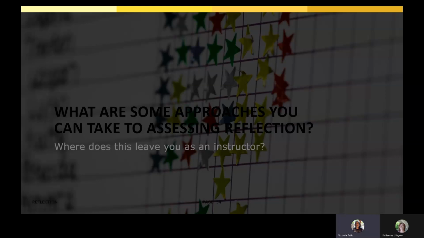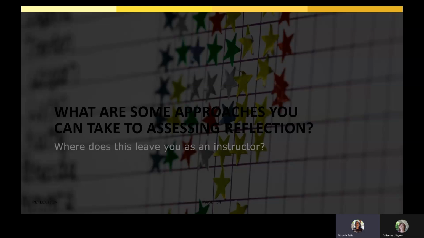Here we are. So, what are some approaches you can take to assessing reflection? In other words, where does this leave you today as an instructor? So we've given you a lot, as Catherine said, it's a smorgasbord of options. And what do you do with that now, especially if you're hoping to move forward with something relatively soon, or if you're not part of a program where reflection is ready to be integrated programmatically?